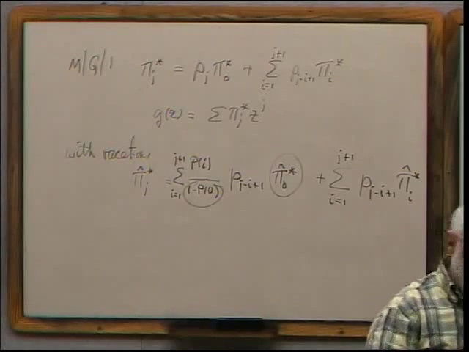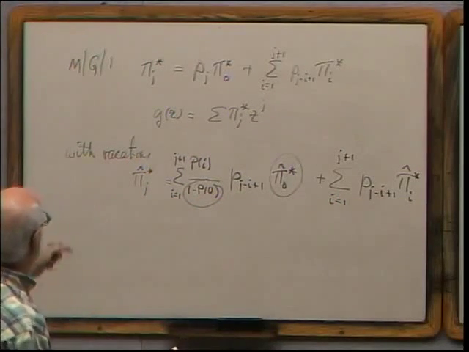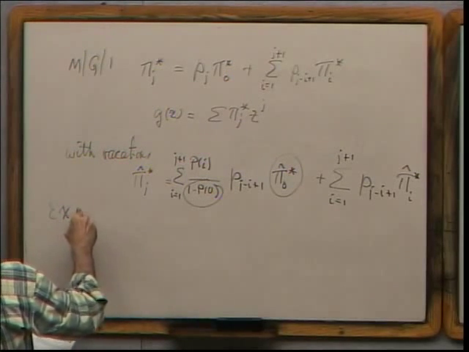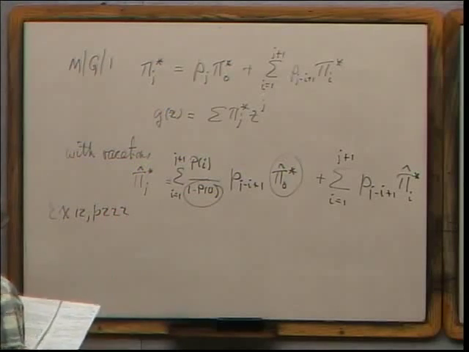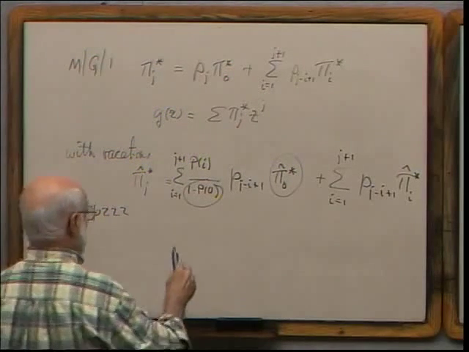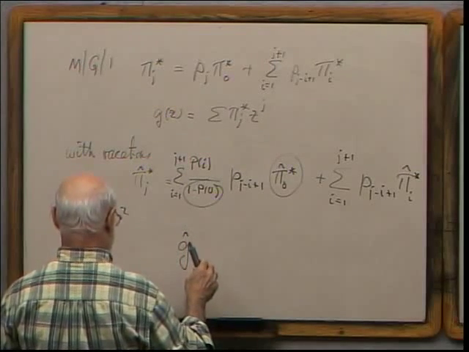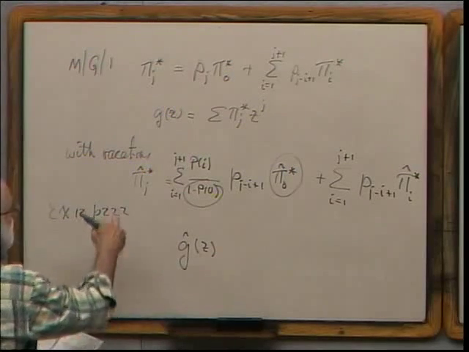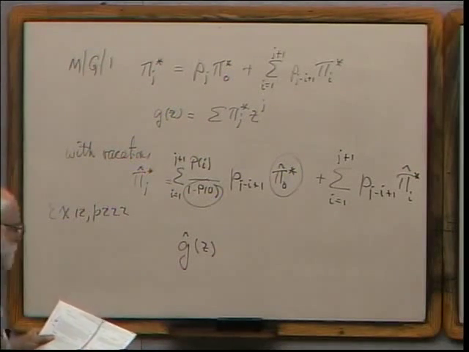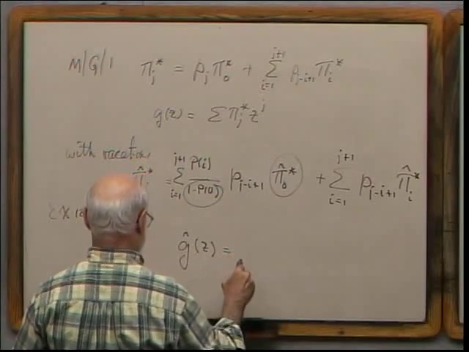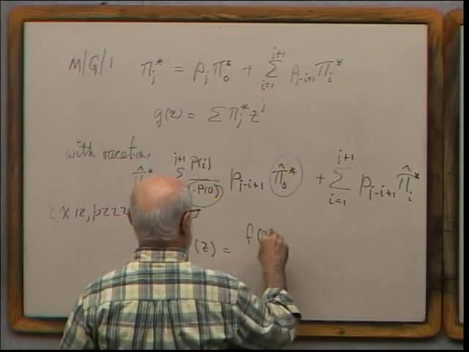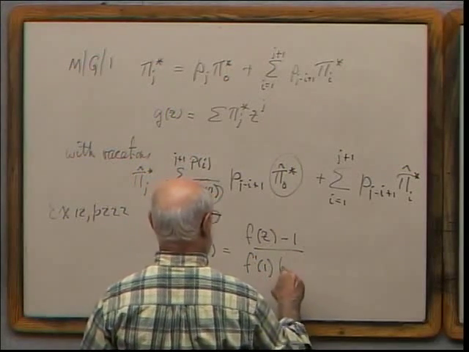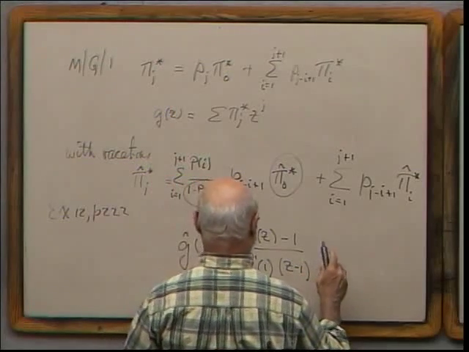Okay, so now what I'm doing is I'm looking at where you're asked in exercise number 12 on page 222 to do all this stuff. And what you're supposed to show is that the generating function that you get, the hat now corresponds to the generating function for the vacation probabilities. That's given by the following form. It's f of z minus 1 divided by f prime of 1 times z minus 1 times g of z.